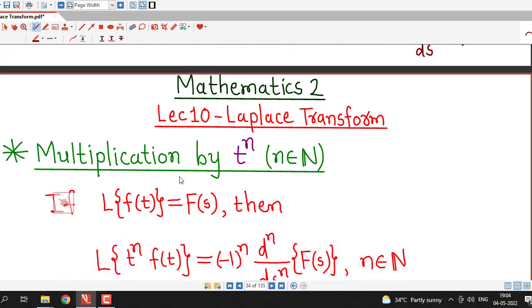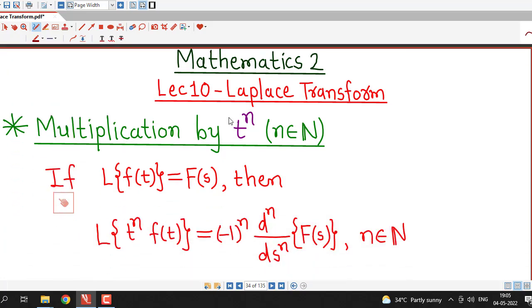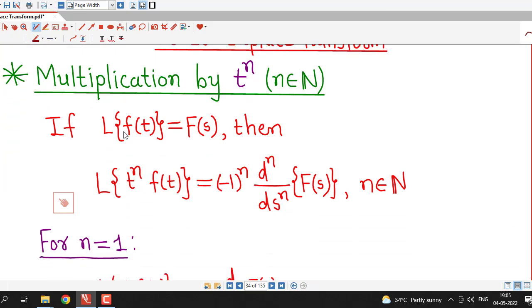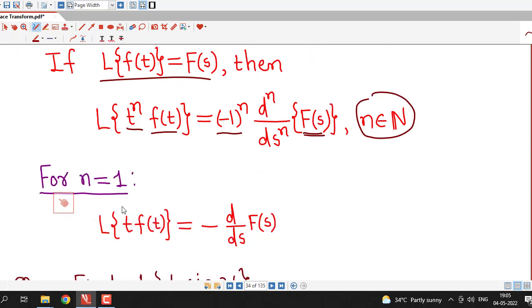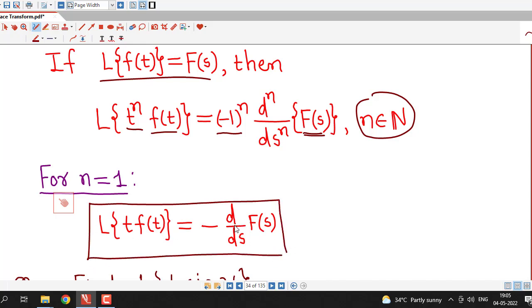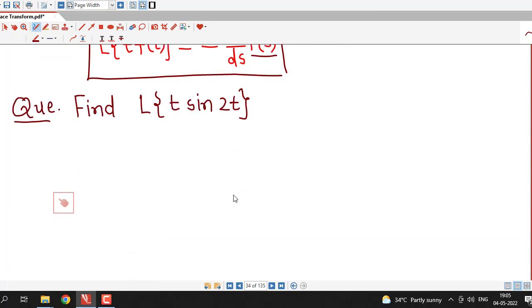So we will remember this formula as multiplication by t raised to n. If Laplace transform of f of t is capital F of s, then Laplace transform of f of t multiplied by t raised to n is given by minus 1 raised to n times derivative of f of s with respect to s, where n is natural number. And for n equal to 1, we will have Laplace transform of t times f of t equal to negative of derivative of f of s with respect to s. We understand this formula with this example.